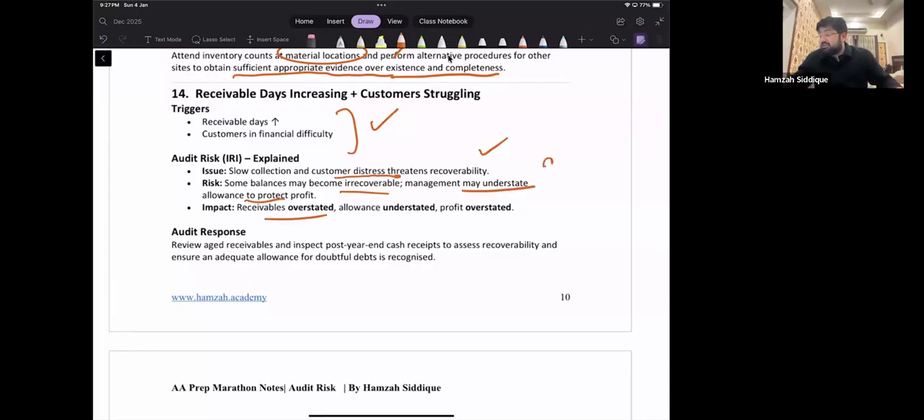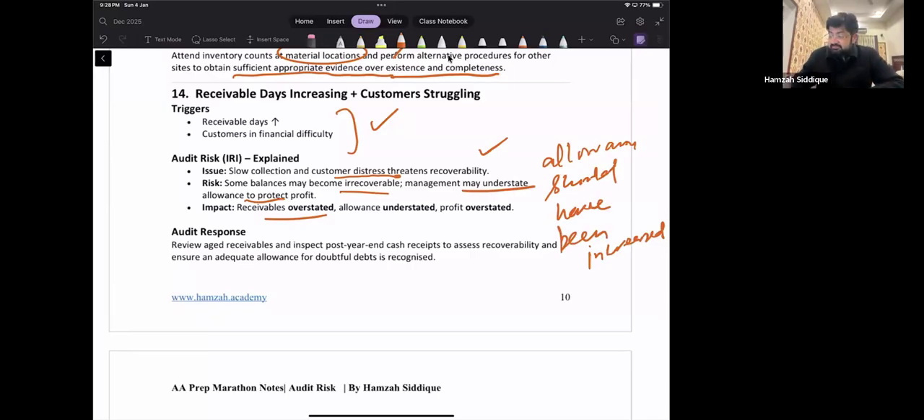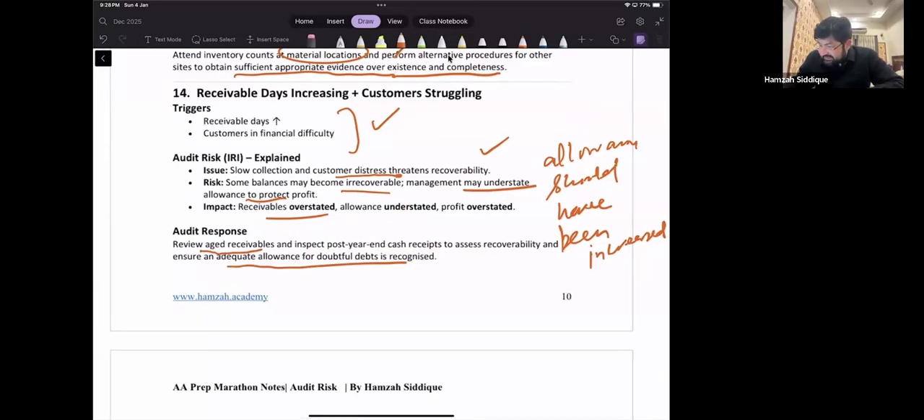The allowance should have been increased, which may be understated. So this is the risk. How to address? Review aged receivables and inspect post-year-end cash received to assess recoverability and adequacy of the allowance for doubtful debts. Same. Substantive tests to be performed.